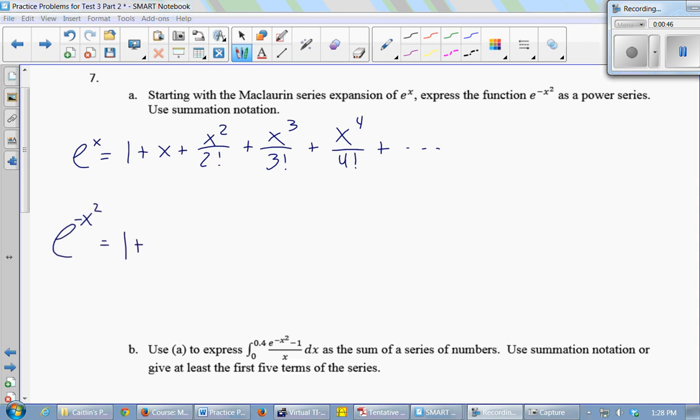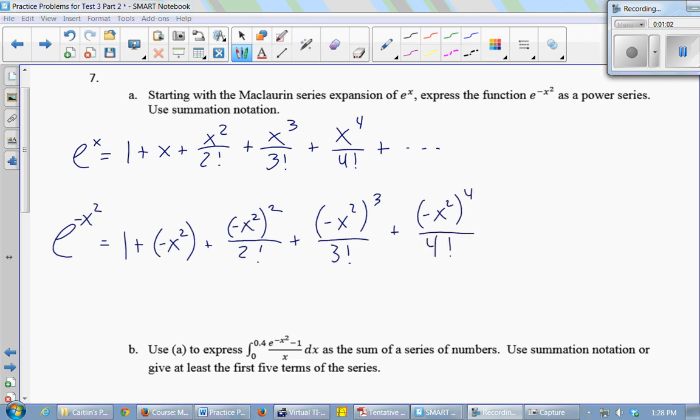So that's 1 plus negative x squared plus negative x squared squared over 2 factorial plus negative x squared cubed over 3 factorial plus negative x squared to the 4th over 4 factorial. It's tempting to simplify this as you go, but it's helpful not to, because then you don't make a mistake with the sign. That's all.